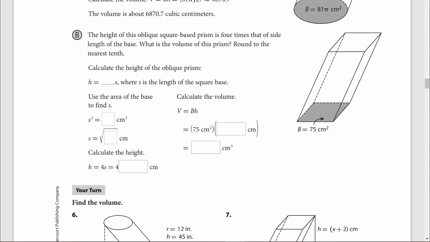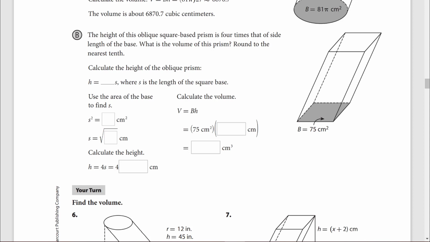Hey, welcome back. So we are continuing with lesson 18.1 for geometry and lesson 22.1 for math 3. So we are on example 2, part B today.